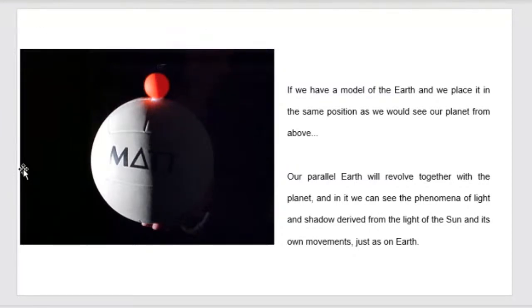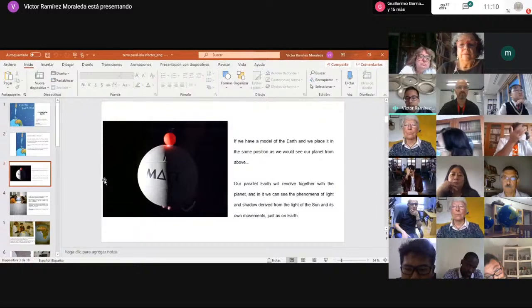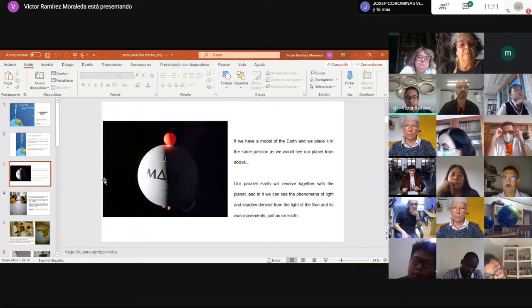So our Parallel Earth will revolve together with the planet, and we can see the phenomena of light and shadow derived from the light of the sun and its own movements, just as on the Earth.